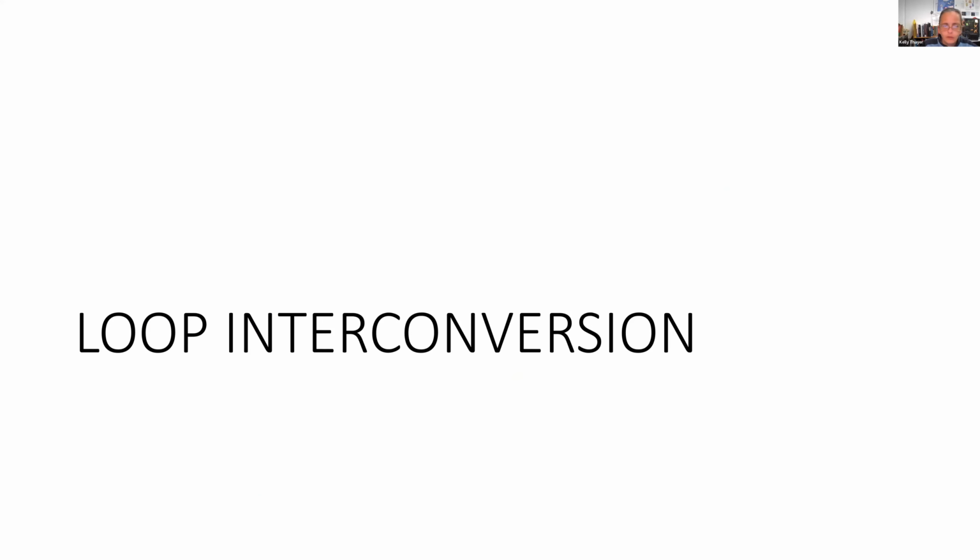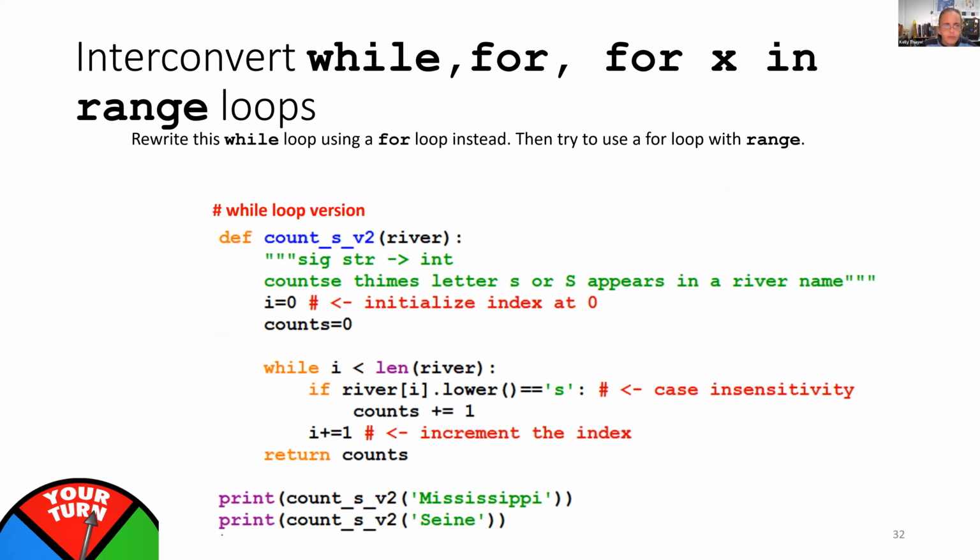Next, I want to talk to you about the loop interconversions. It's possible to interconvert between the various types of loops. So oftentimes there's a more expedient choice, but it is useful to know how the different types of loops all relate to each other so that we can see what the similarities and the differences are. So we want to rewrite this while loop using a for loop instead. Then we try to use a for loop with range. So we're going to try to rewrite this loop doing the looping in several different ways.